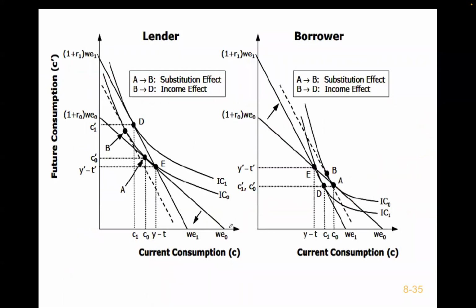Now in this diagram, we show two possibilities. On the left-hand side is a lender. On the right-hand side is a borrower. Let's start with the lender and see how a change in interest rate affects the consumer's consumption and saving decision. We end up with this one, so this curve is getting steeper. When you start with the endowment E, A is your optimal choice.